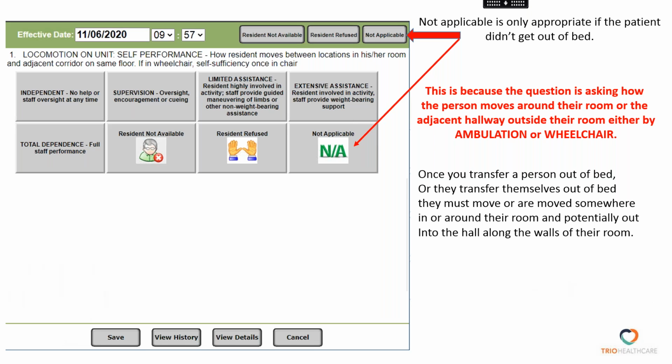On unit codes just that: how they move about in their room, including their bathroom, and then in the adjacent hallway, which would mean if they went out their door, one doorway to the right, one doorway to the left. Those walls in that hallway are the adjacent hallway to the interior of that room. This movement in their room or that hallway along their room is what you are considering when you're coding locomotion on unit.